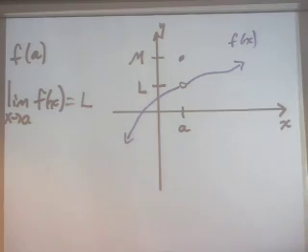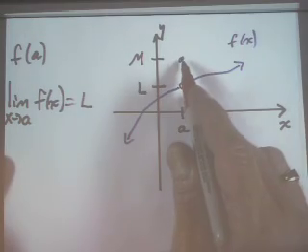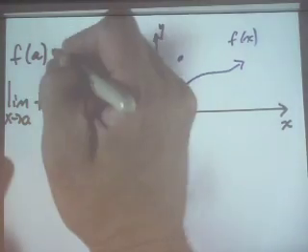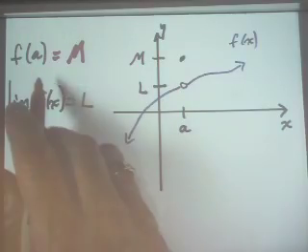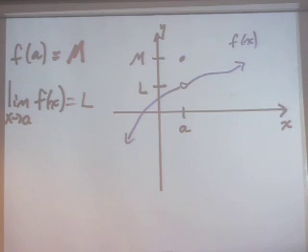The value of the function at a, however, is this point up here, which is m. So notice that the value of the function at a is different from the limit at a.